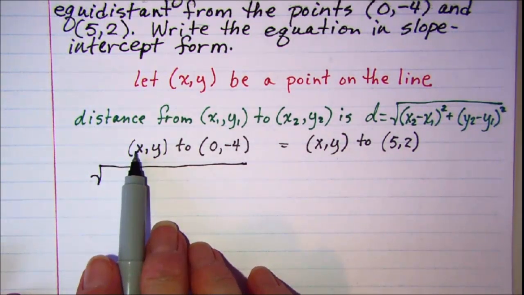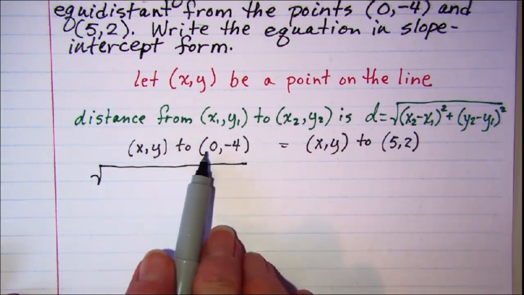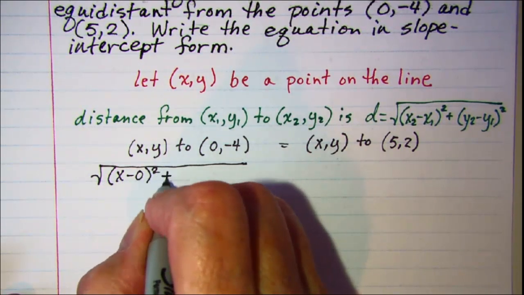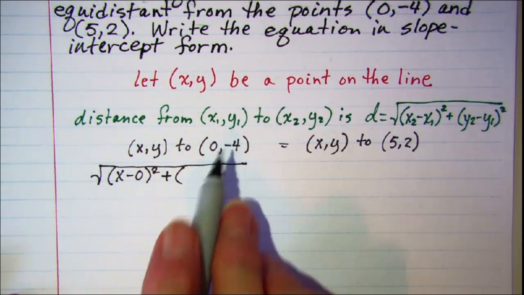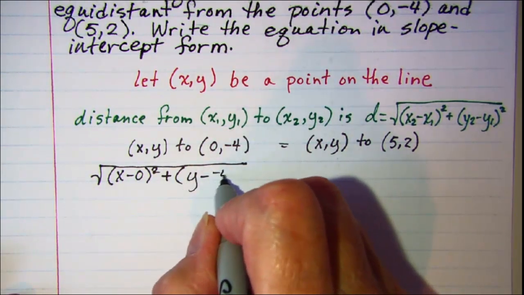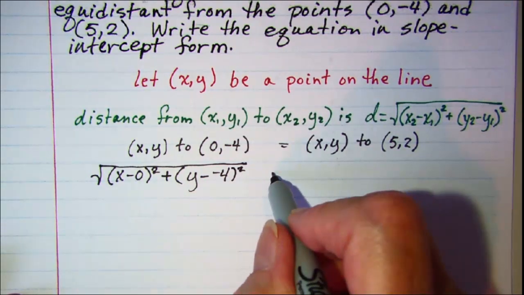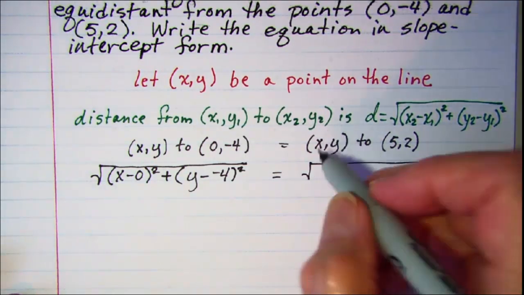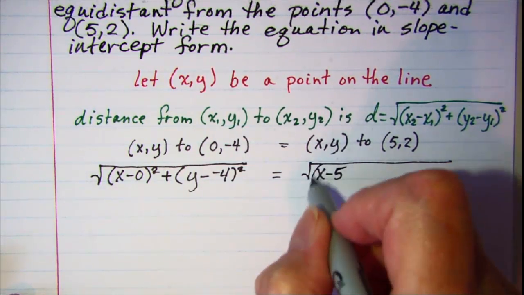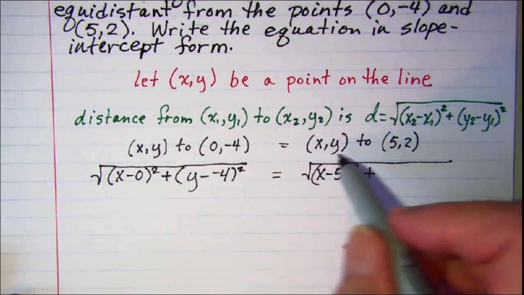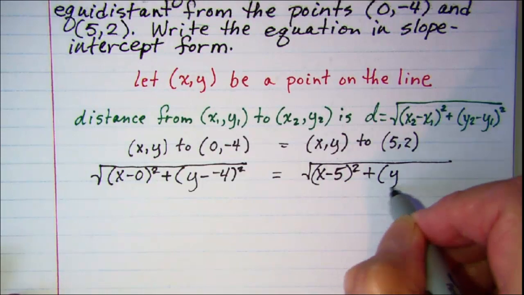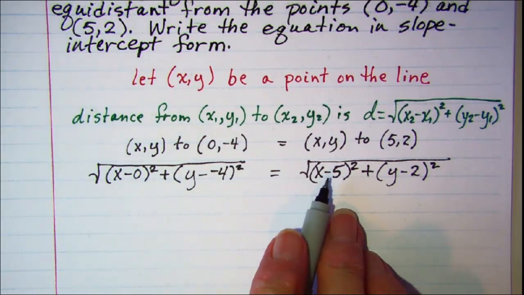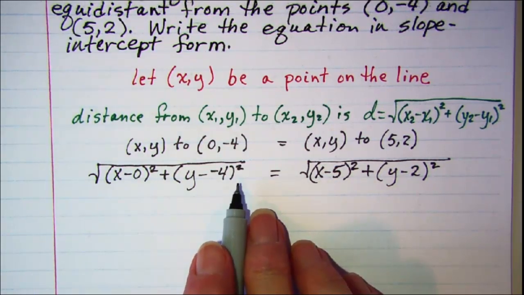I like my variable written first, so I'm going to go with the square root of (x - 0) quantity squared plus (y - (-4)) quantity squared. And that distance is equal to this distance, the square root of (x - 5) quantity squared plus (y - 2) quantity squared. Now this is the equation of our line. We just need to simplify it a little bit and put it in slope-intercept form.